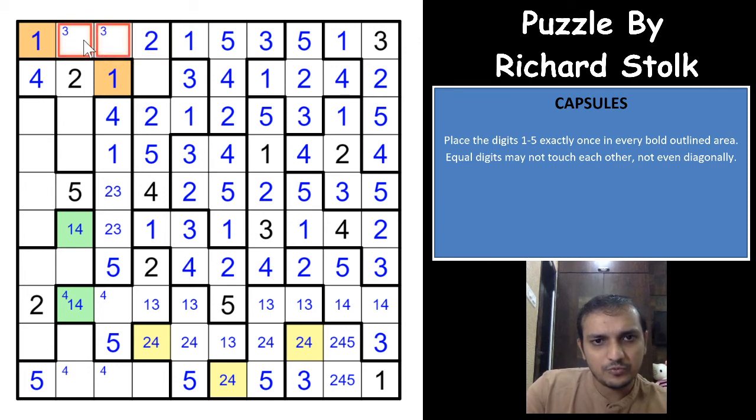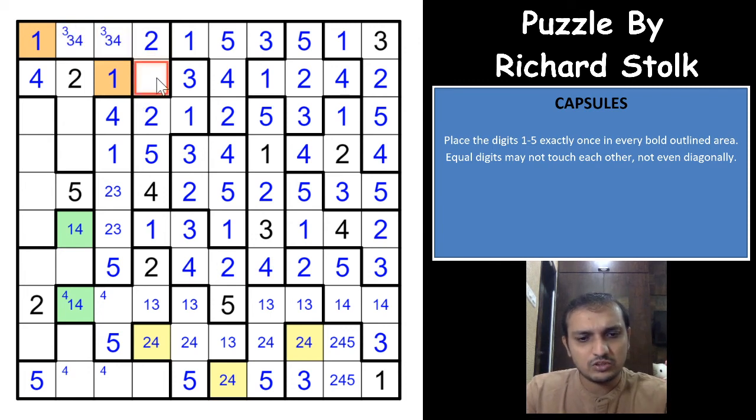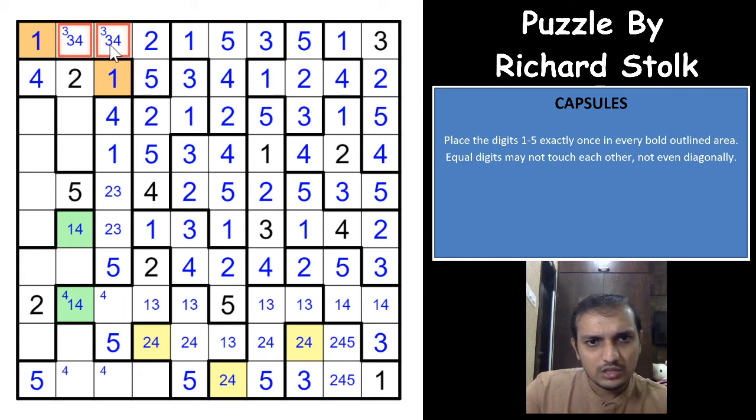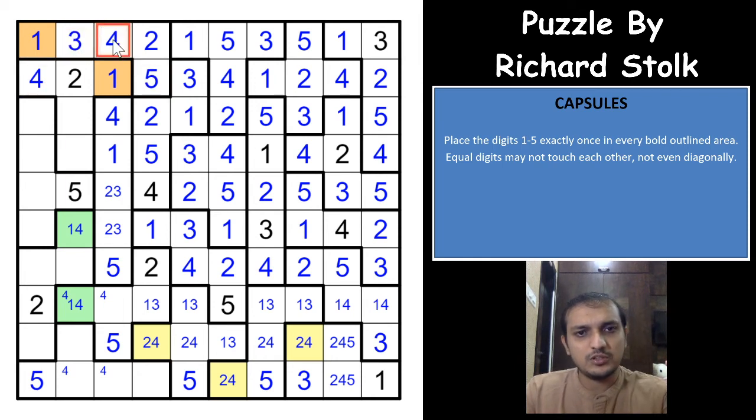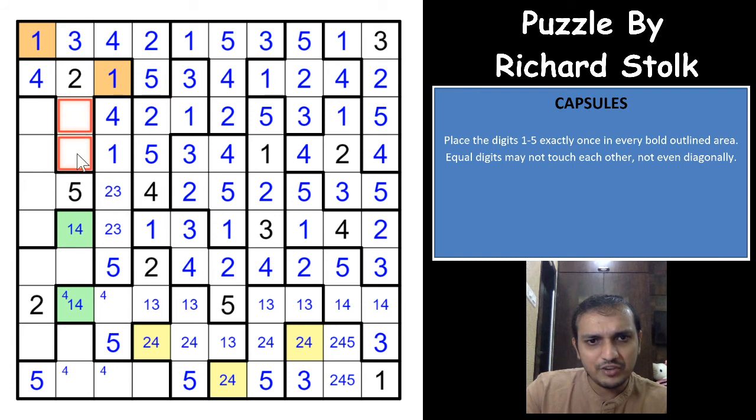4 cannot be here, so 4 would have to be here. So you got a 3-4 pair here, so this would have to be a 5 now. A 3-4 pair, you already have a 4 here, so this would be 3, this would be 4. You have a 3-5 here, because of the 5 here, you get a 3 and a 5 here.